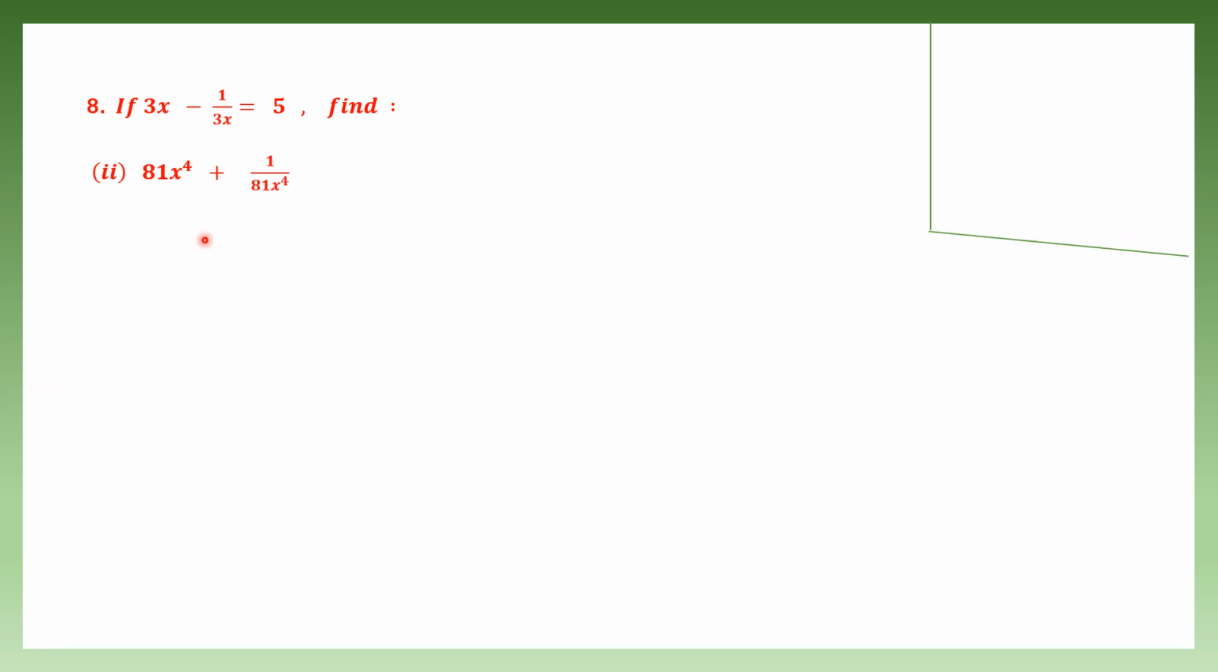Question 2. Same question, part 2 of question 8. 81x to the power of 4 plus 1 by 81x to the power of 4 is what we need to find out. Now in the previous question we found that 9x square plus 1 by 9x square is equal to 27. We found this, isn't it, in the previous question.